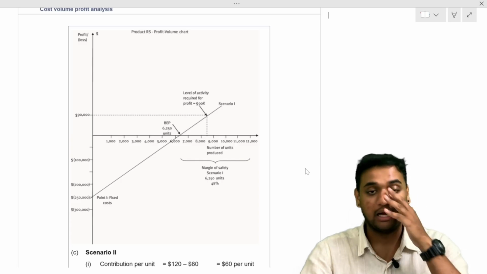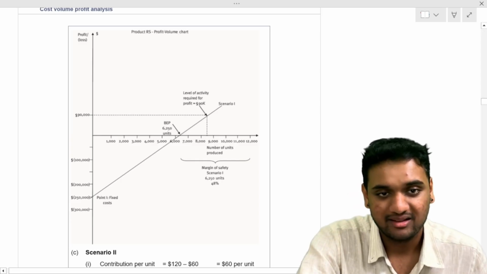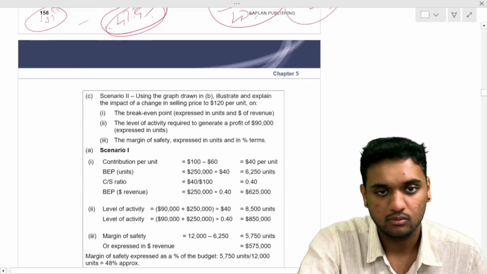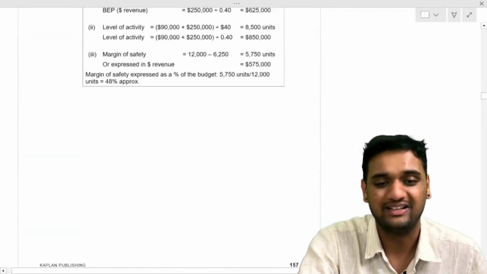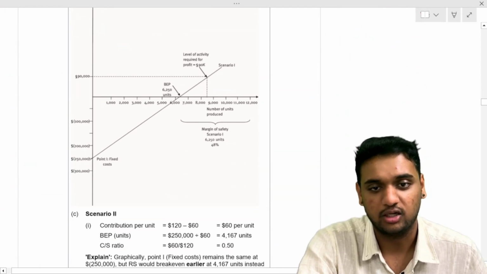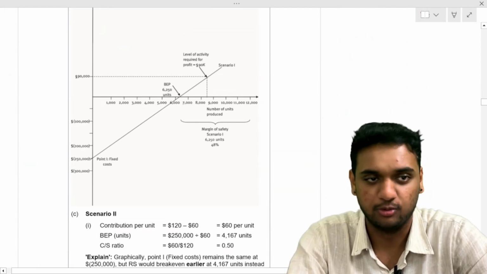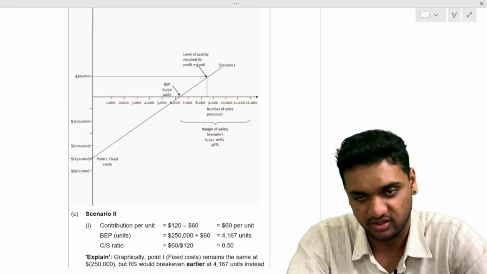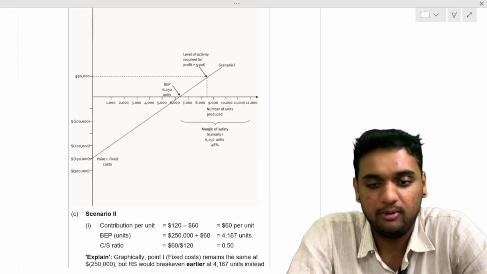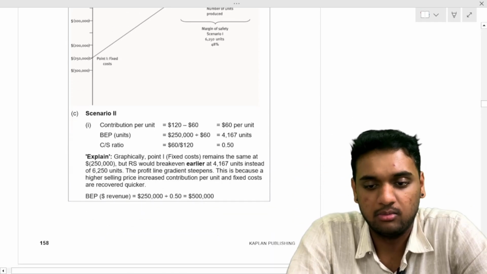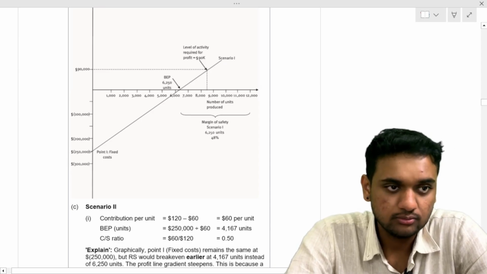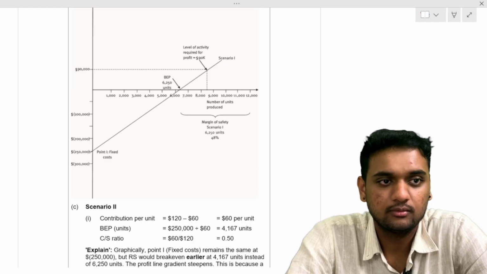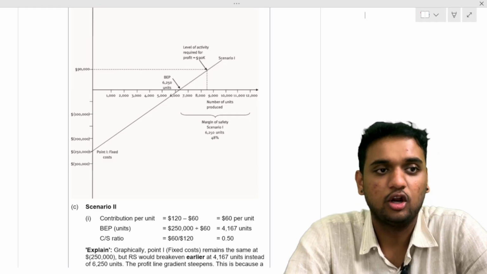Now please take out the example called draw a PV chart. Take a textbook. We'll go through the chart once and then proceed to the next question. Draw a PV chart. It should be on page number 58 or 157, something there.